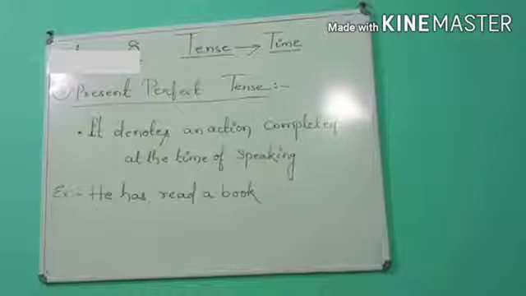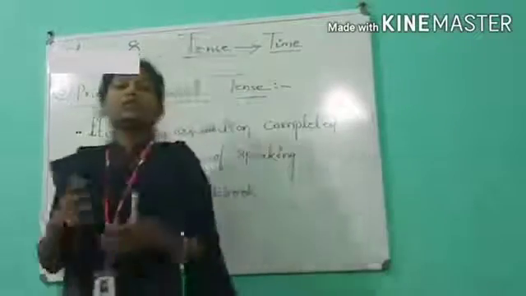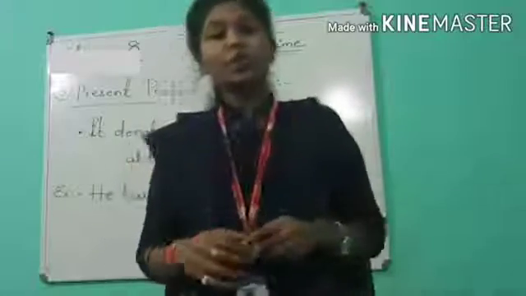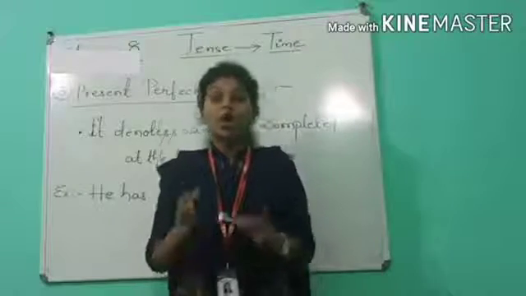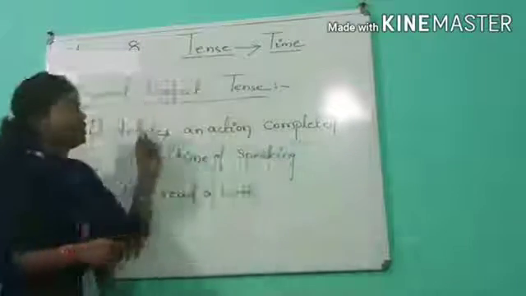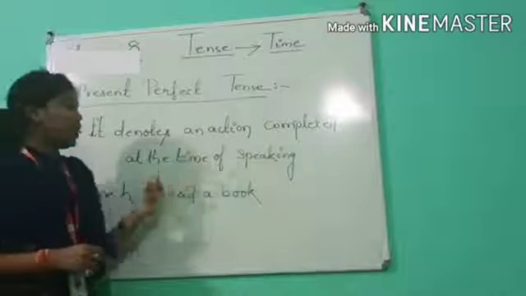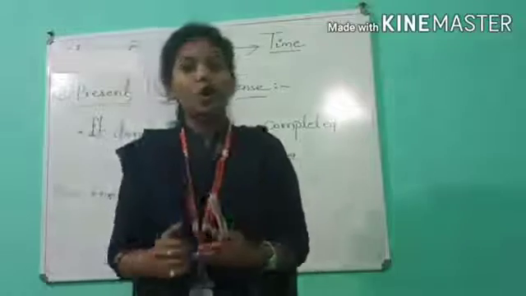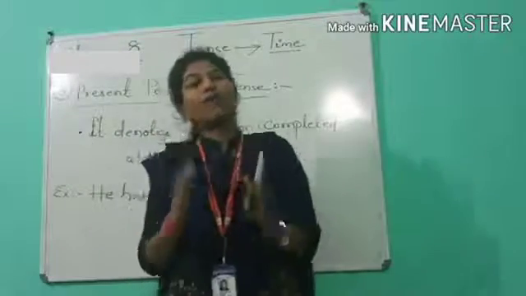Student, here we will be talking about the third, present perfect tense. What does this present perfect tense mean? Perfect means, always keep in your mind that the task or the action is completed already. So here, present perfect tense denotes an action completed at the time of speaking. So right now we are talking about present tense. So that action is already completed.